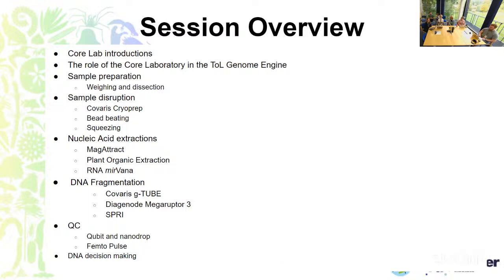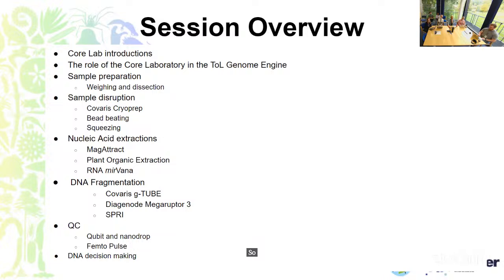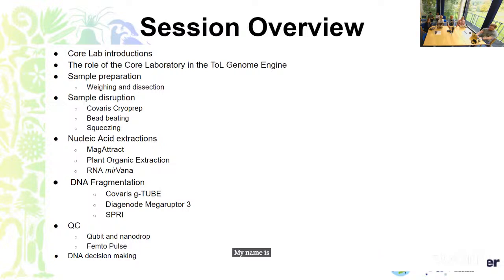Okay, I'm Benjamin Jackson. I'm the taxonomic specialist for plants in the core lab. I'm Elizabeth Sinclair, and I'm the advanced research assistant for the aquatic symbiosis genomics project. So similar to Graham, I primarily work on marine samples, but I'm also starting to do extractions of some of the Tree of Life Mesozoa, Bryozoa, and Echinoderm species as well. My name is Caroline Howard. I lead the Tree of Life core lab team. And we've been working hard to generate data for genome assembly now for around 3 years. So we're here to share it all with everyone.